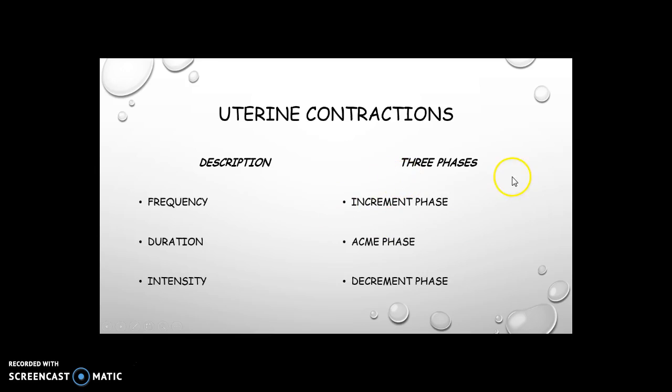Now we're going to look at the three phases. We have the increment phase, which is the start of the contraction, the build up, and it lasts the longest. Then we have the acme phase, which is the peak of the intensity, the highest point of the contraction, but it's also the shortest. Then we have the decrement, which is the decreasing or relaxation of the uterine muscle. Think of increment like increasing: it's beginning and increasing, it gets to its peak or the acme, and then it decreases in the decrement phase.